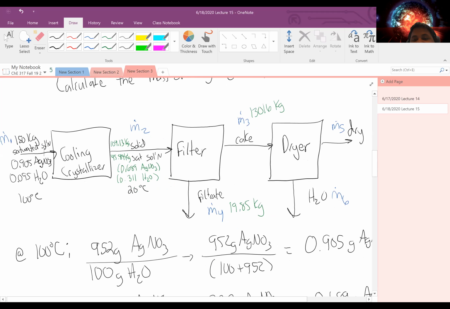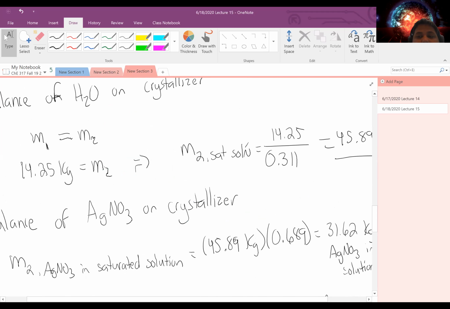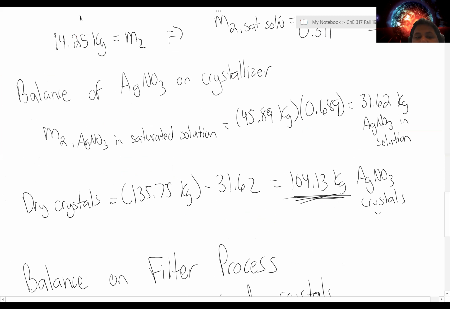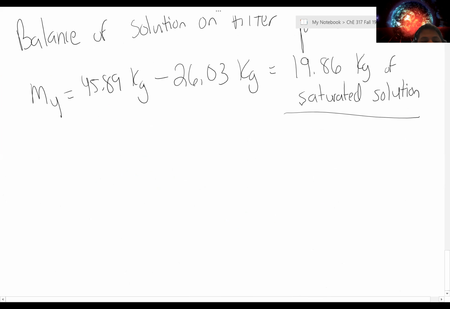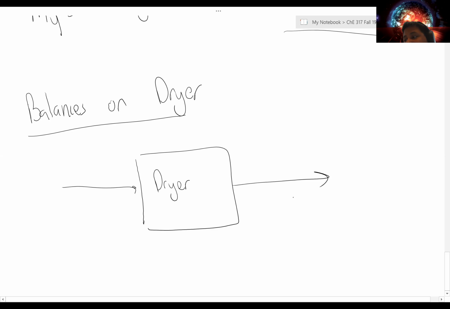And so now I'm left with finding the amount of dry crystals and water leaving the process. So now I'm going to look at balances on my dryer. And I'm a little far down, so I'm going to just draw it again here. Never hurts to have a bunch of drawings. So this is M4, this is M5, or excuse me, this I had labeled as M5, I want to be consistent. And we have M6.